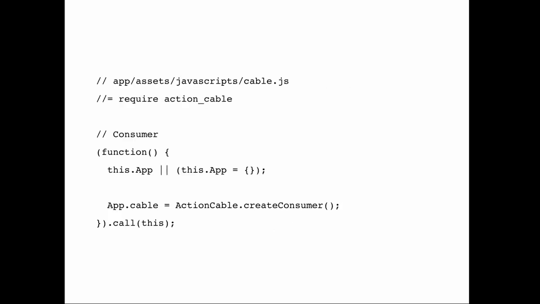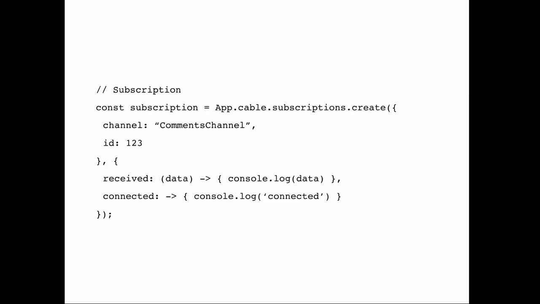And then very quickly on the front-end side, you create a consumer and declare it to a cable somewhere you can reference later in your application. Then you can create a subscription to that comments channel. So this is kind of the only thing you really need to remember, as far as the name of the channel that you created in the back end. Rails will correctly route it to the right code and whatever parameters you need to supply to that subscription.